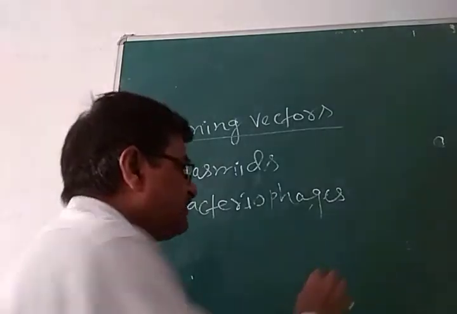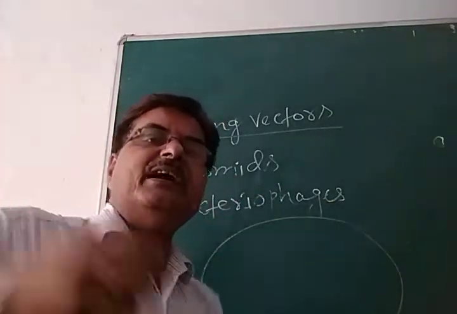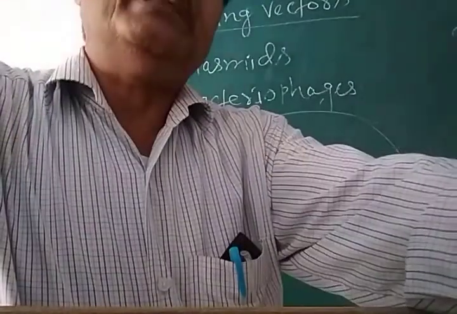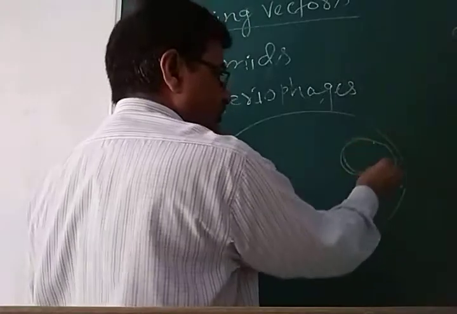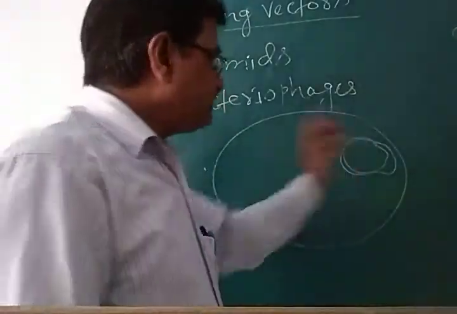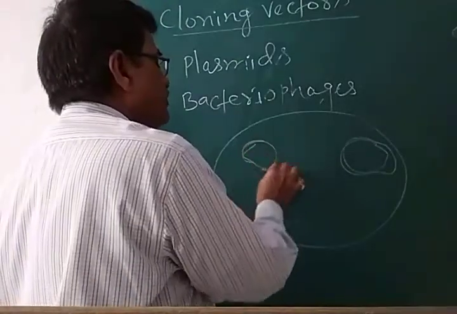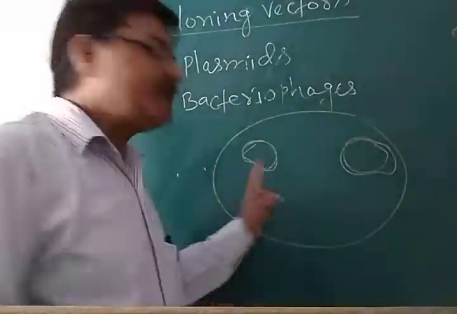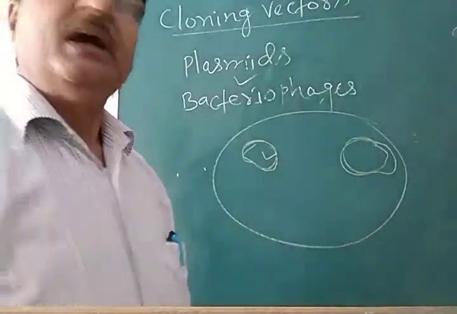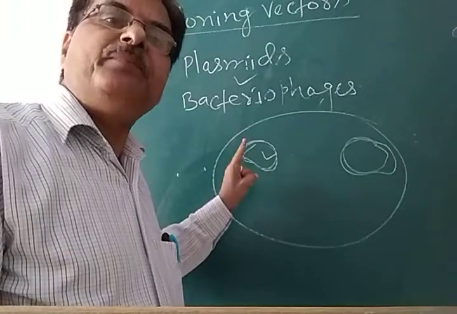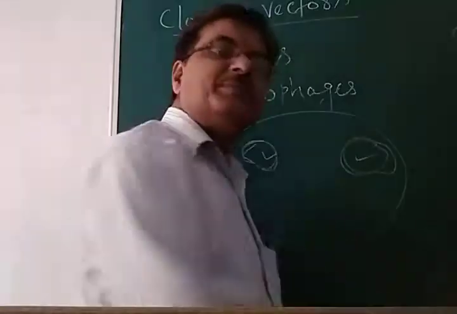Suppose, what is a plasmid? Suppose this one is the bacteria. In the bacteria, we know that there is a chromosomal DNA. Suppose this is the chromosomal DNA. Beside this chromosomal DNA, there is also extra chromosomal DNA, and this extra chromosomal DNA is called the plasmid DNA. And this plasmid DNA replicates independently of the chromosomal DNA of that bacteria.